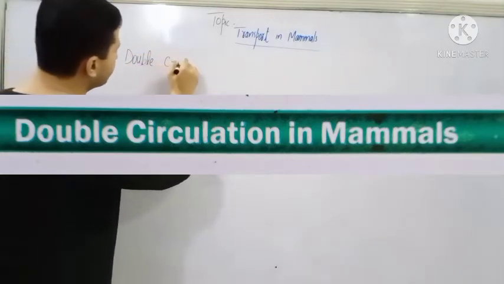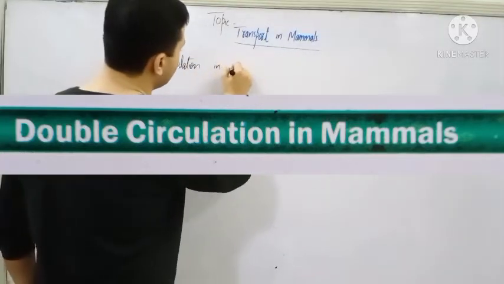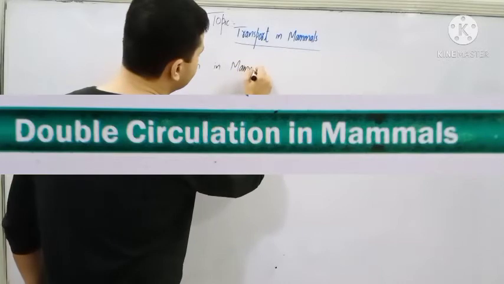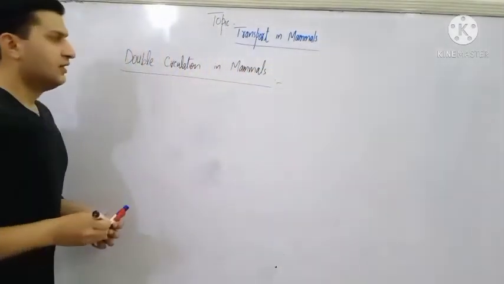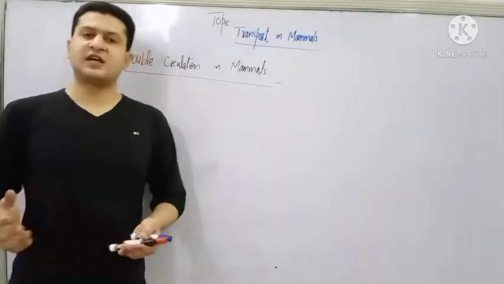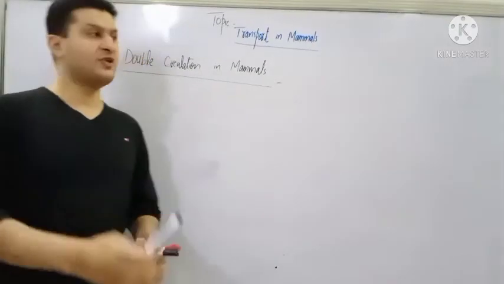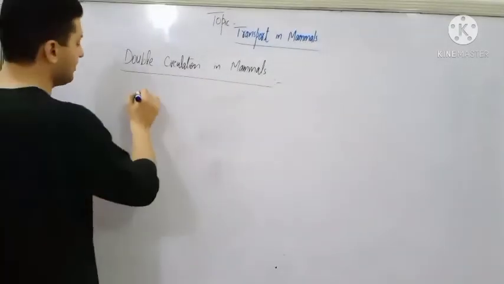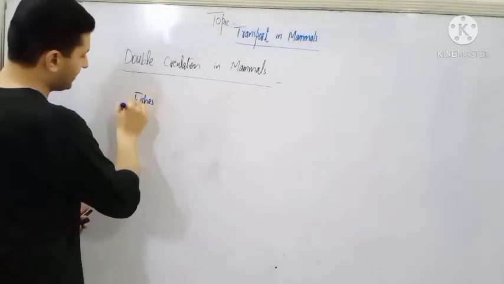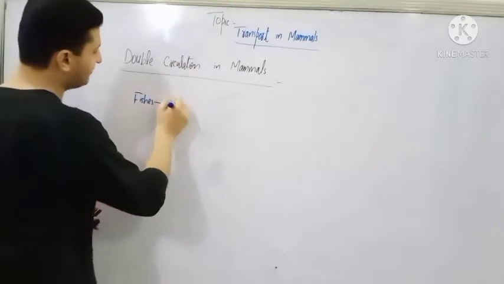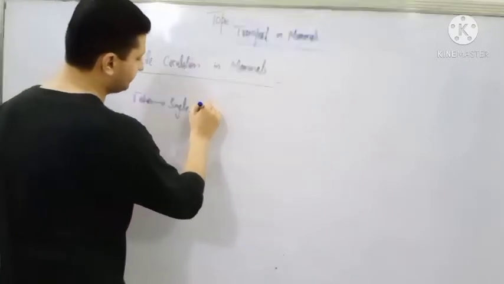Double circulation in mammals. Students, as we have discussed earlier, mammals are well-developed organisms. But if we discuss fishes, they are underdeveloped organisms, and fishes have the single circulation.